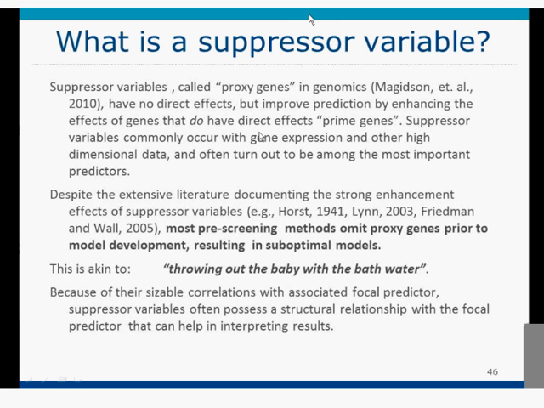The thing is that it shows there the importance of suppressor variables. And despite the extensive literature documenting the strong enhancement effect of suppressor variables in the statistics literature, originally by Horst, 1941, more recently, the journal, the American Statistician had two important articles, 2003, 2005. Most pre-screening methods omit proxy genes or suppressor variables prior to model development, resulting in suboptimal models. It's akin to throwing out the baby with the bathwater.